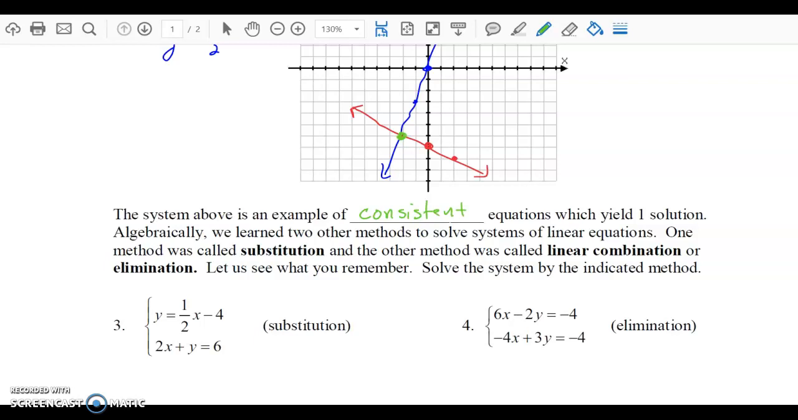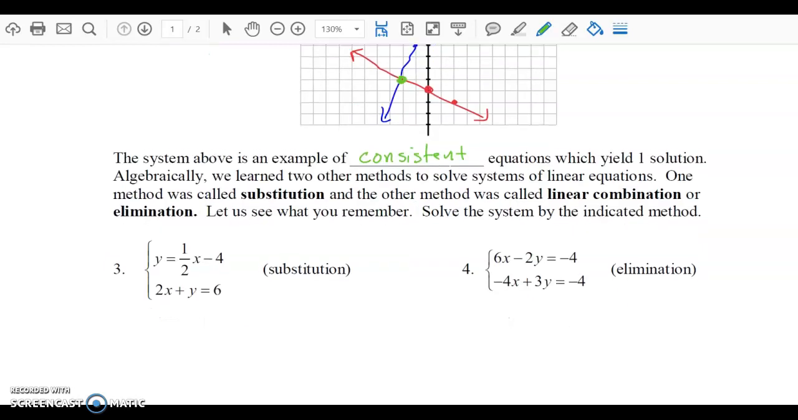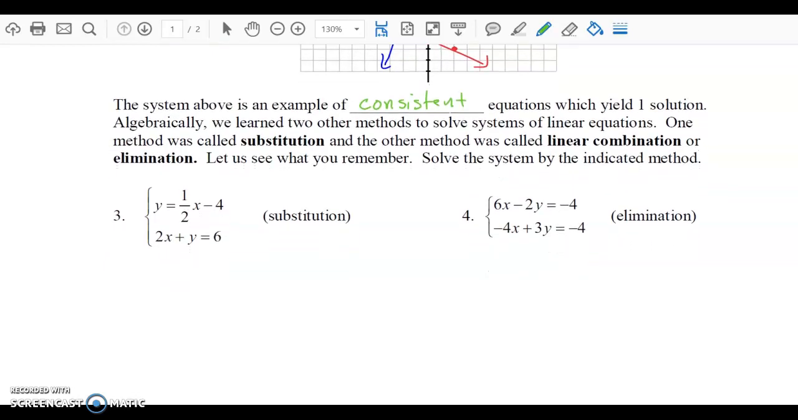Algebraically, we learned two other methods. We're going to basically quickly review these methods. You should have learned this in Algebra 1. Hopefully you remember the word substitution. The other method was linear combination, but some teachers prefer to call it elimination. So, substitution. We want to take the one that's solved for y and substitute in the other equation.